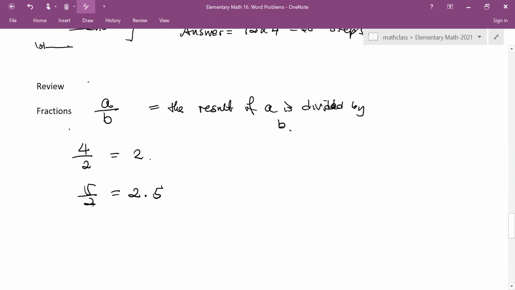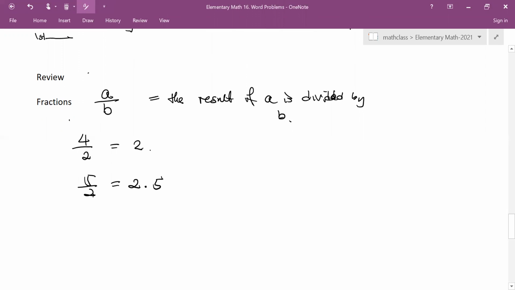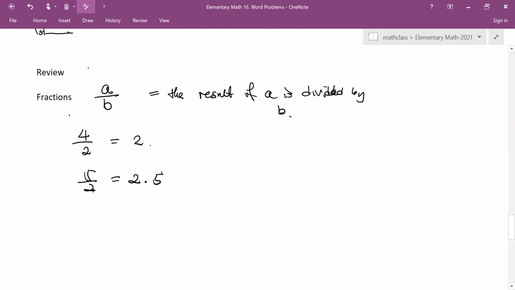The value of this number is just the result, or the quotient, when you divide the numerator by the denominator. The one on the top is called the numerator. The one at the bottom is called the denominator. And sometimes you can simplify, sometimes you cannot.